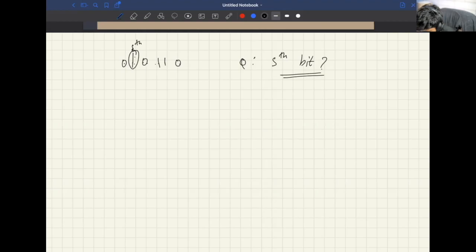Can anyone tell me? Extract the ith bit of the number.